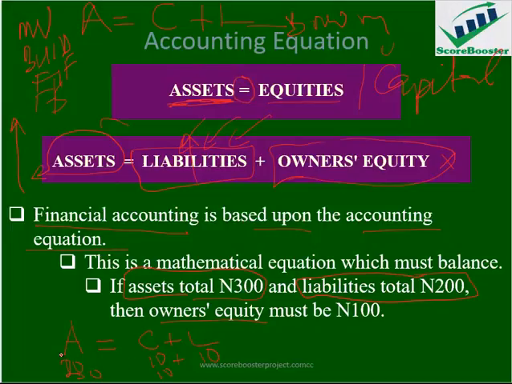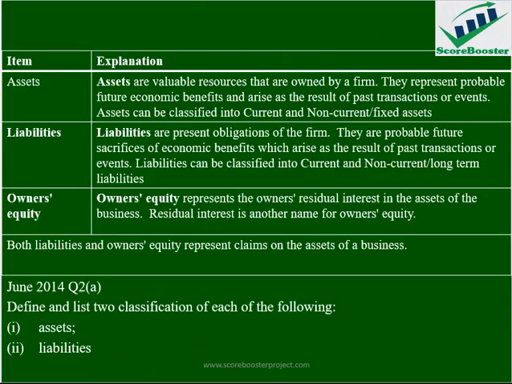And this is what we are going to see, especially in your balance sheet. This is the basis of your balance sheet, as we are going to see. Now, let's quickly define all these key terms here. We talk about assets. Assets are valuable resources that are owned by a firm. Please take note, valuable. We don't need to go beyond this. I will have defined them in line with accounting standard.